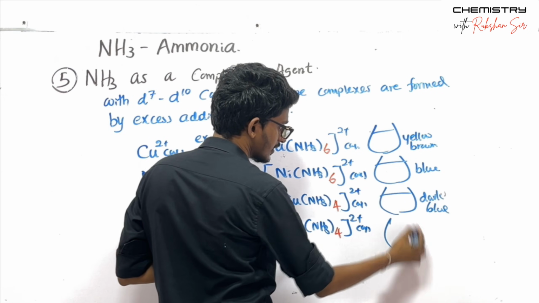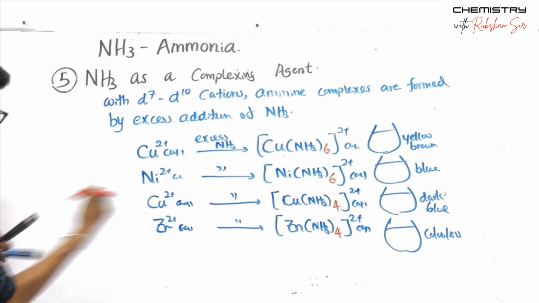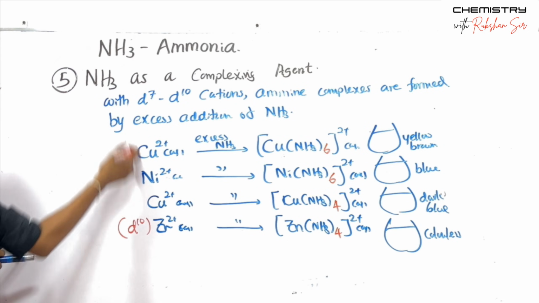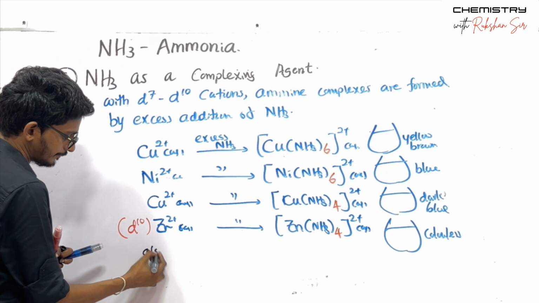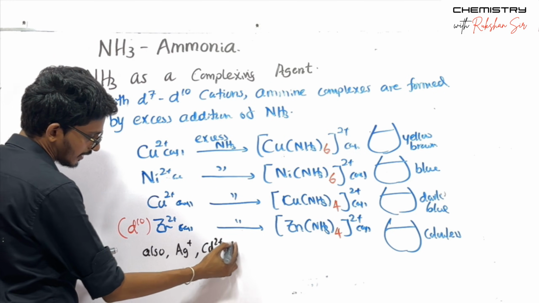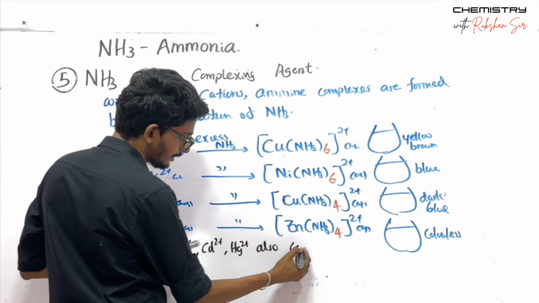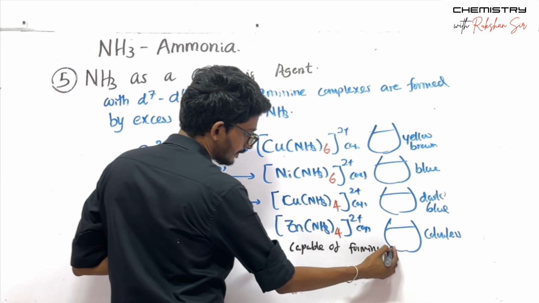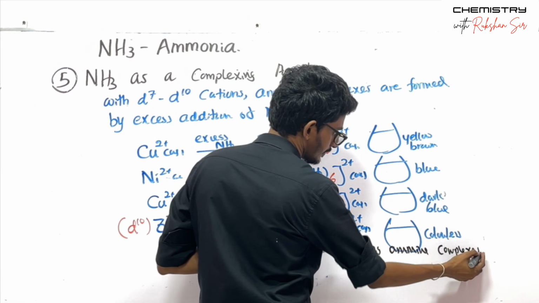Remember the cricket match, right? And the colorless. D10 guys are colorless, right? You know the stuff, right? The other guys are just coming up with colors, right? Not only these guys, also Ag plus, cadmium 2 plus, and mercury 2 plus, also capable of forming amine complexes, right? That is very clear, right?